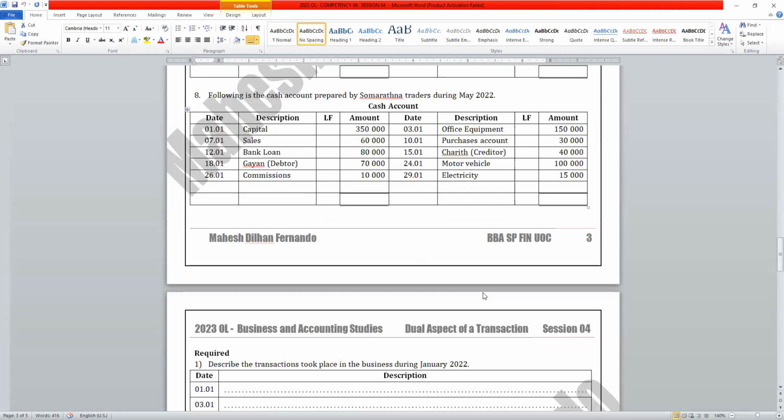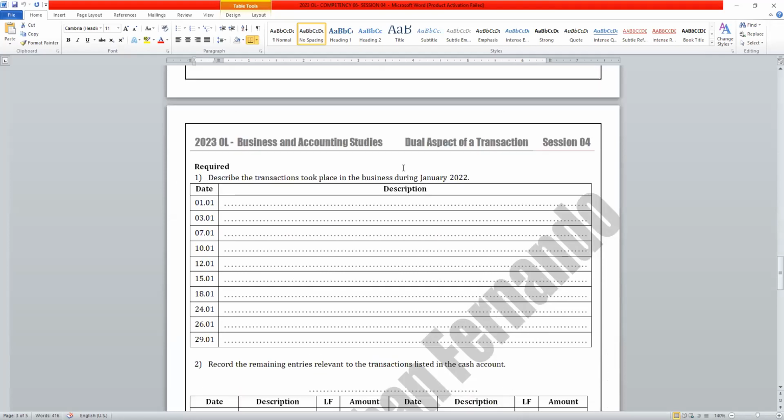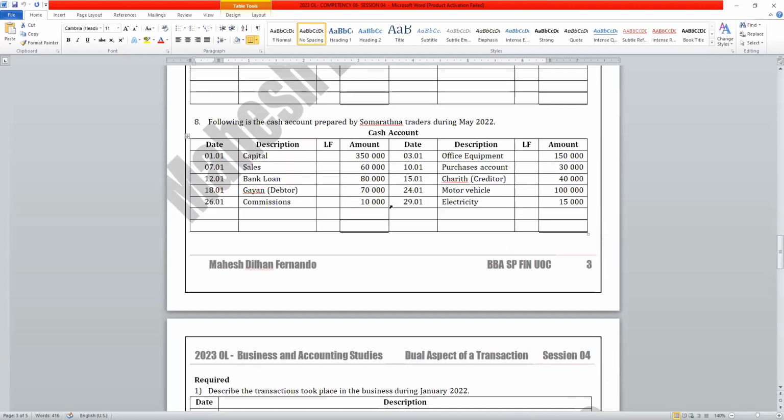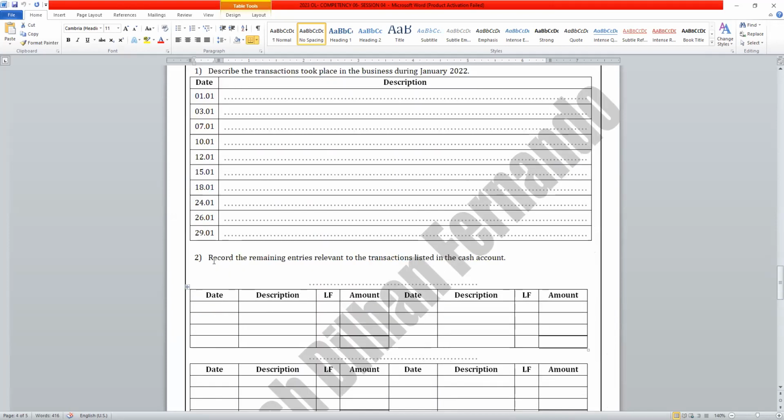I have given you a cash account of the business. Now what you have to do is describe the transactions. And this is the first requirement, and as a homework you have to record the other entry.